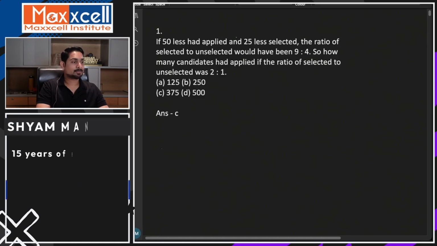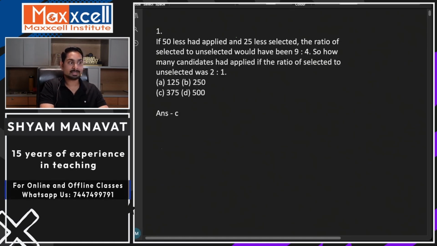So let's see this question. Here the question says, if 50 less had applied and 25 less selected, the ratio of selected to unselected would be 9 is to 4. Pay attention, ratio of selected to unselected.